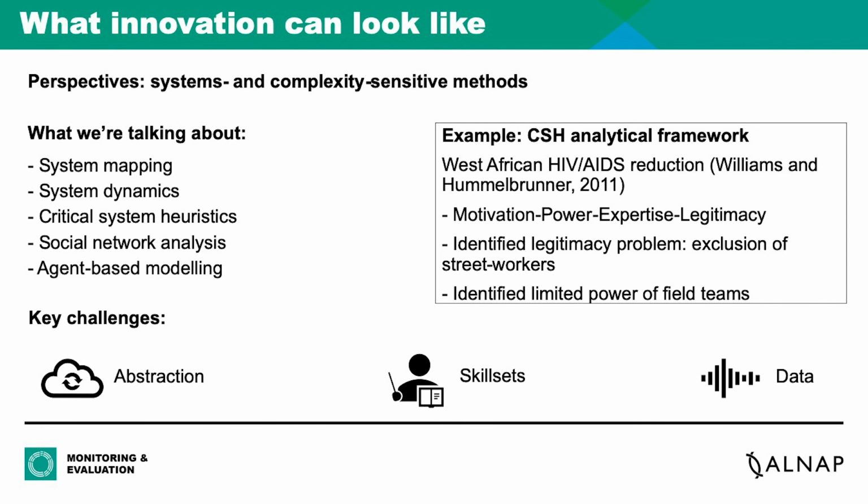That framework allowed the evaluators to identify some problems that they perhaps wouldn't have without it. So in this case, they looked at the exclusion of street sex workers as a target group in this HIV/AIDS reduction program. It highlighted the implications of that exclusion, and it sought to encourage the program team to change the targeting approach on that basis. They also identified a power dynamic between the headquarters and the field teams that, again, they might not have been able to crystallize in such a neat way without that analytical framework.